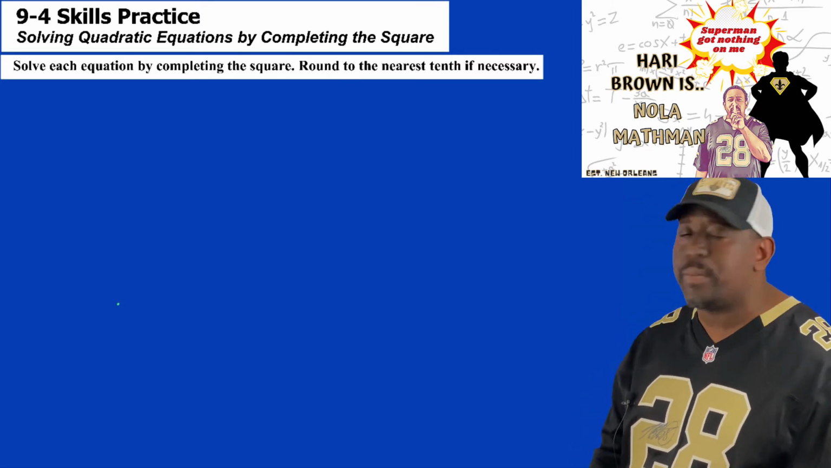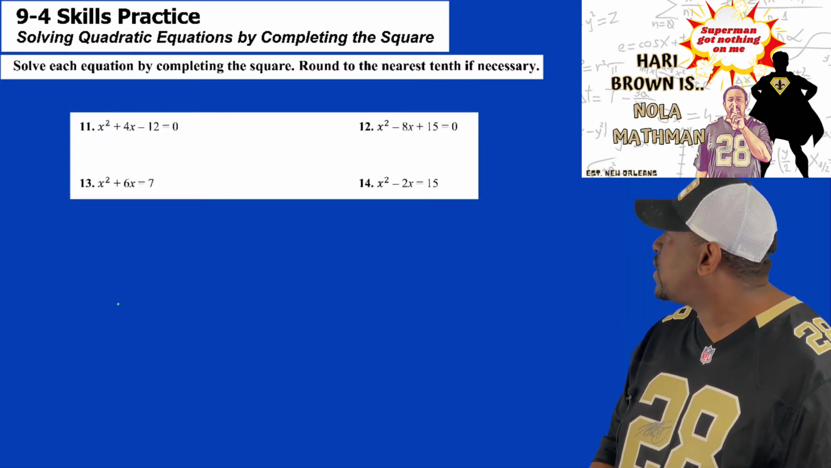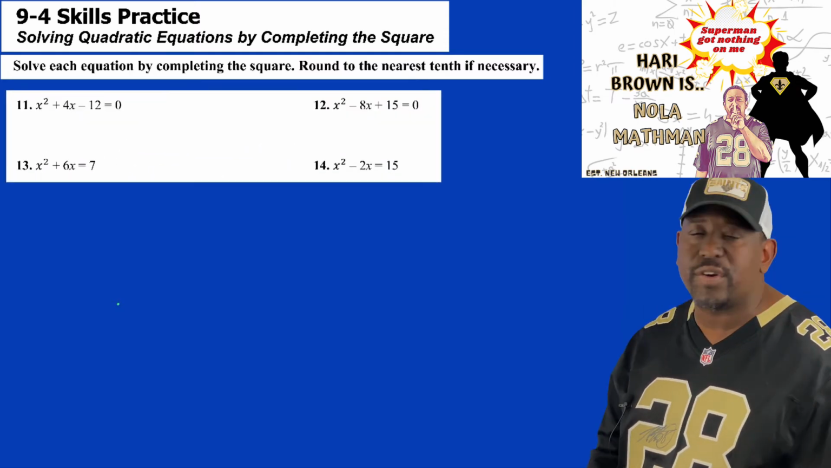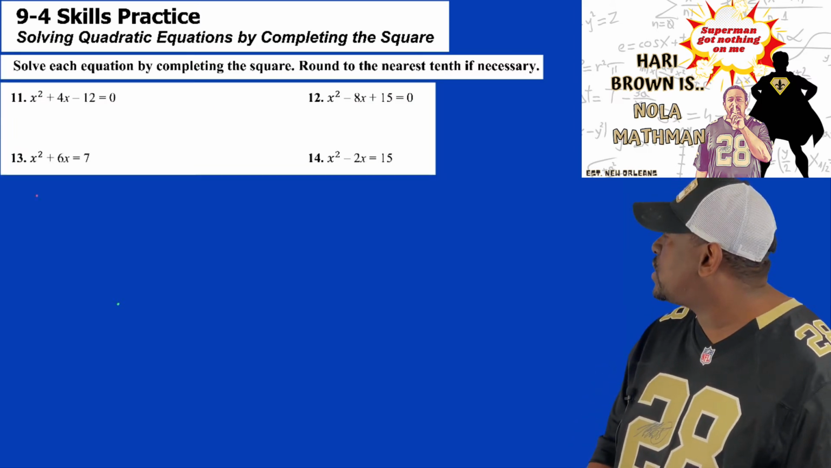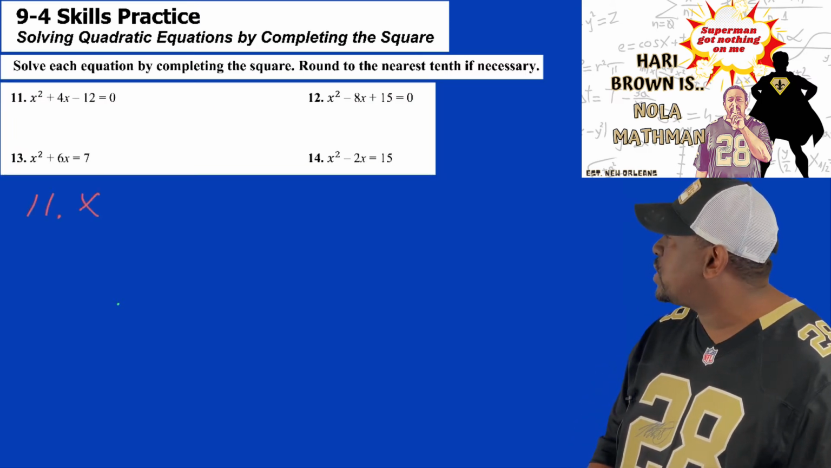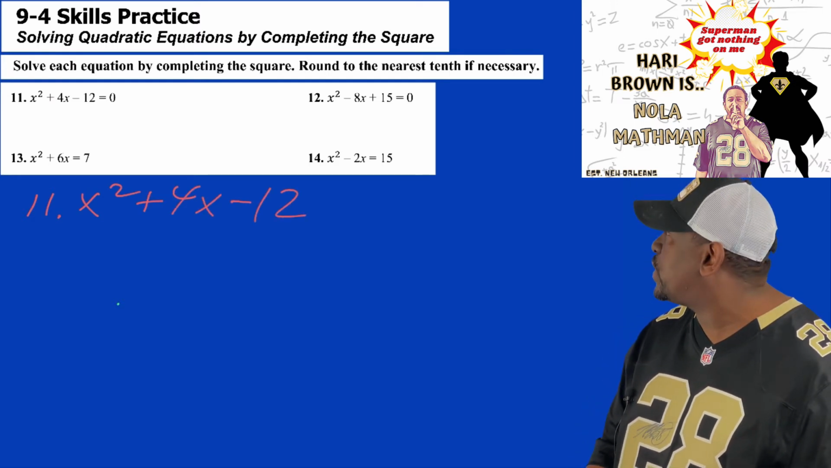Let's see what NOLA MATHMAN does here. So we have a group of problems here. We expand it so everyone can see it nice and clearly. And so let's see which one. We're going to do the first one. That'll be 11. x squared plus 4x minus 12 equals 0.